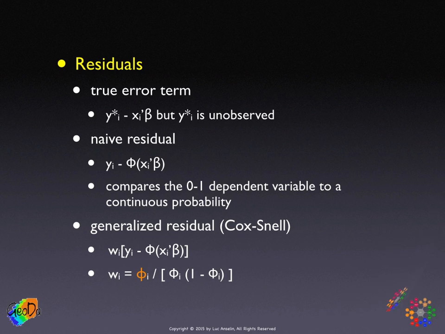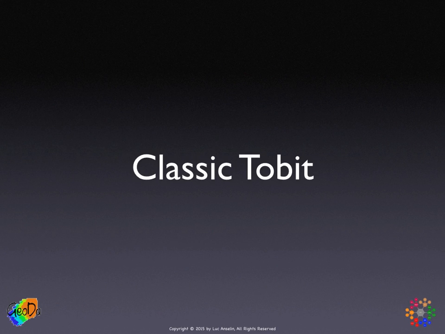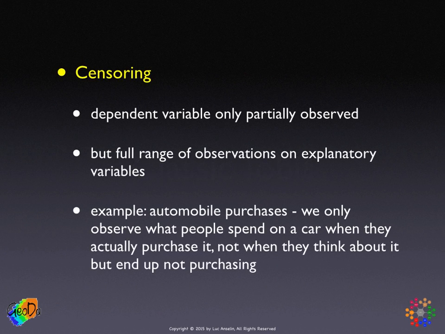Okay, now to close, a few words about classic Tobit. The Tobit model is a case of censoring where we only observe the dependent variable partially, but we observe everything for the explanatory variables.